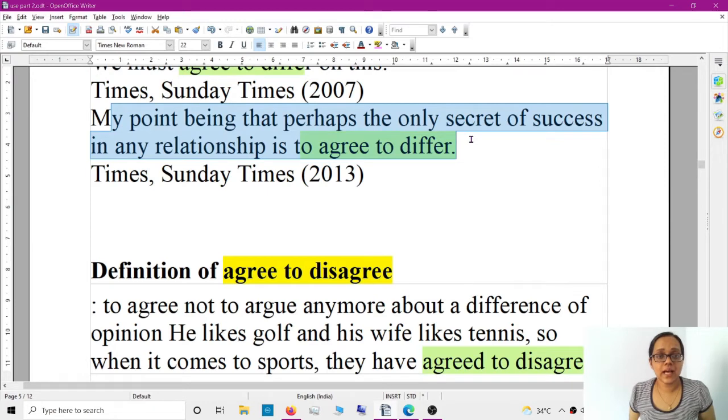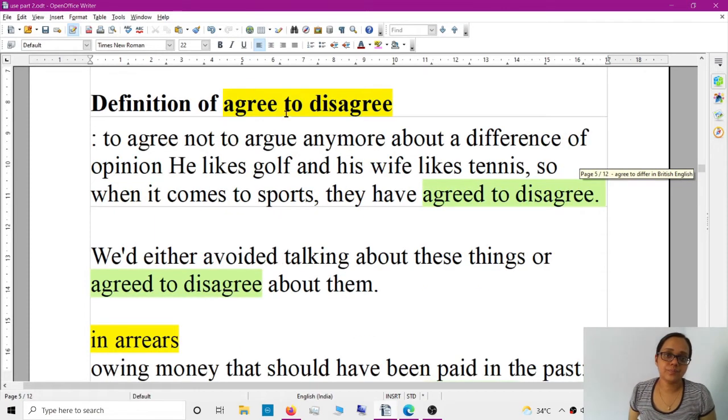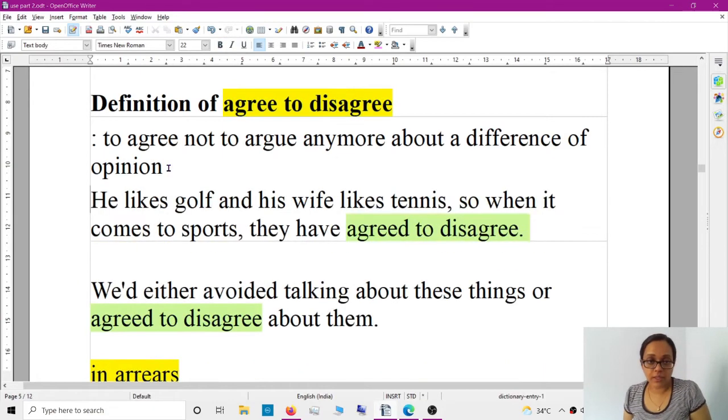My point being that perhaps the only secret of success in any relationship is to agree to differ. This is the best sentence for family relationship related essays or any speaking section. Now, agree to disagree: to agree not to argue anymore about a difference of opinion. So it is similar, agree to disagree or agree to differ.